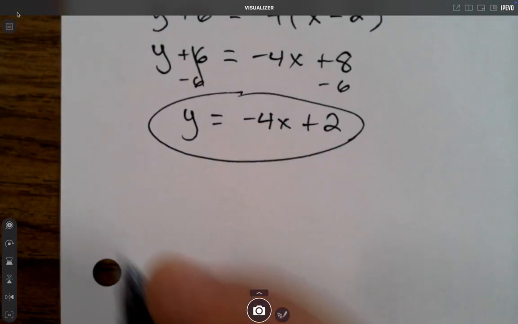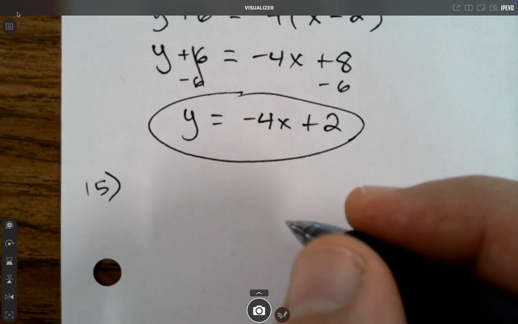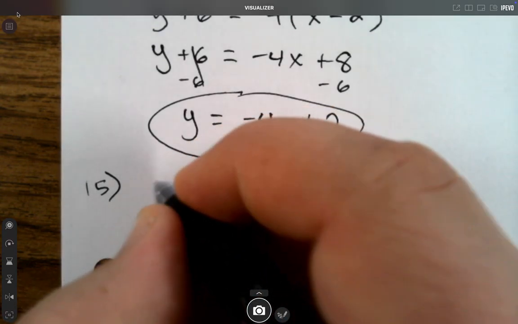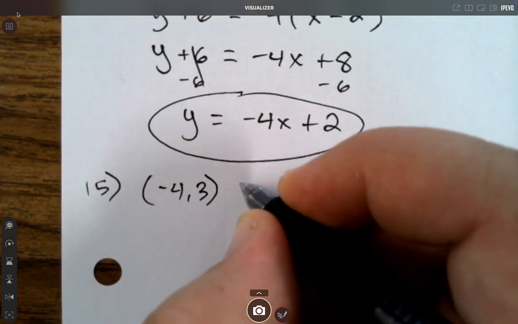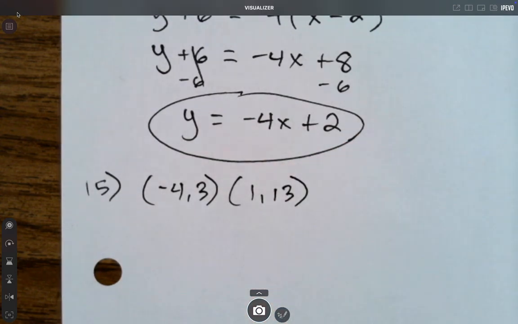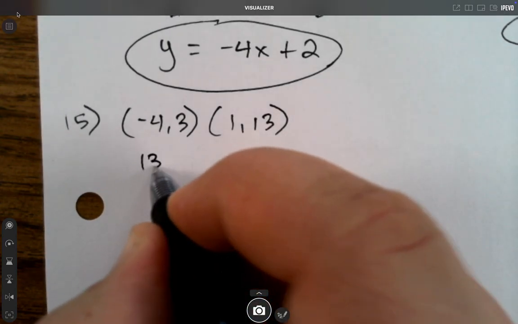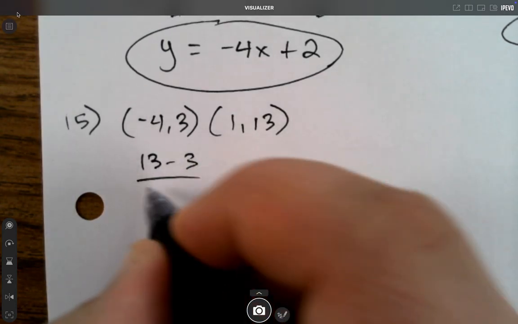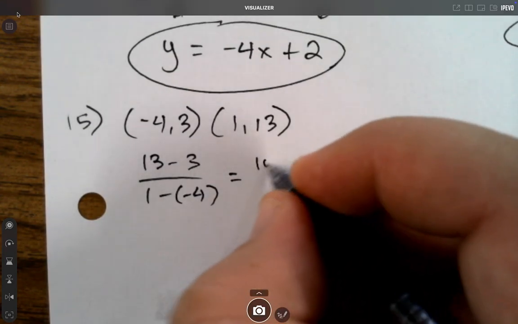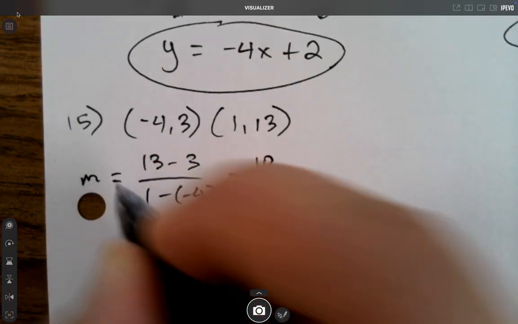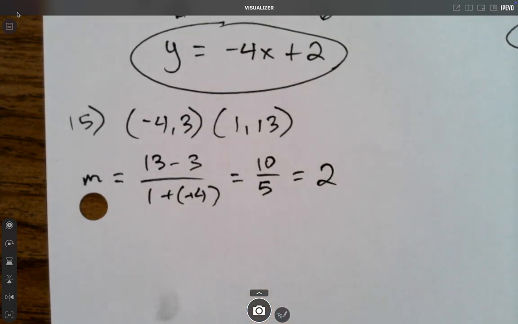Okay, for 15 and 17, we're still trying to write the slope-intercept form, but this time they're giving us 2 points instead of giving us the slope. So there's an extra step we have to do here because we have to start by finding the slope. For that, we use the slope formula, y2 minus y1 over x2 minus x1. 13 minus 3 is 10. I'll write m equals right here. This is really 1 plus 4, which is 5. And 10 divided by 5 is 2.